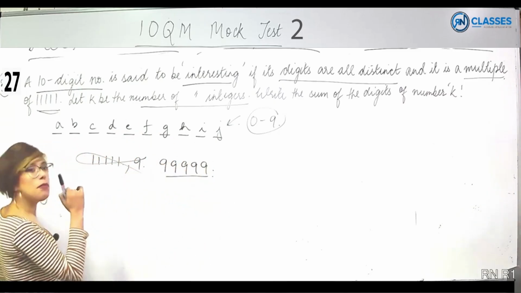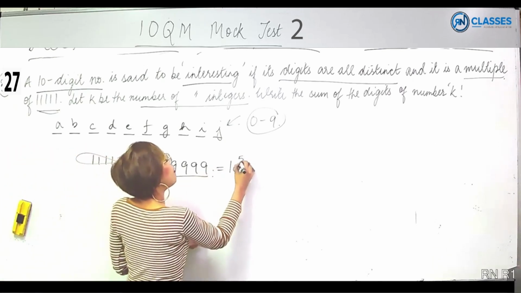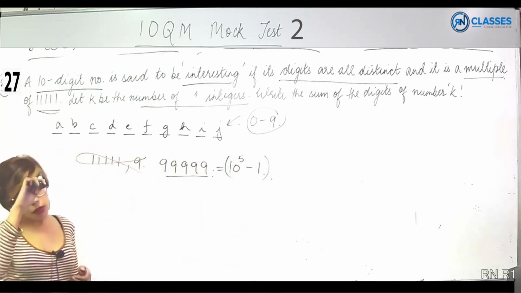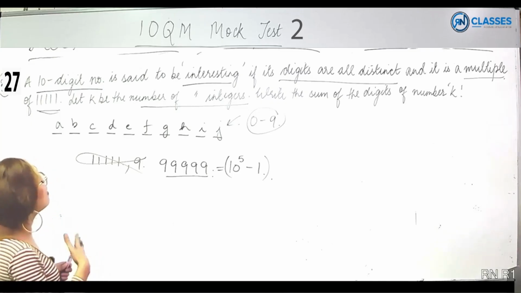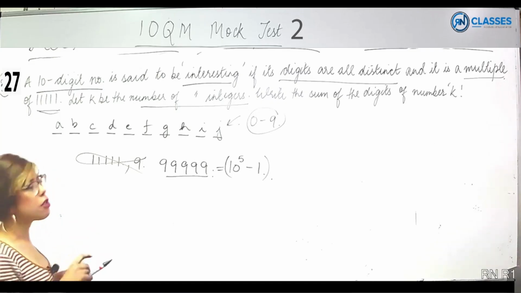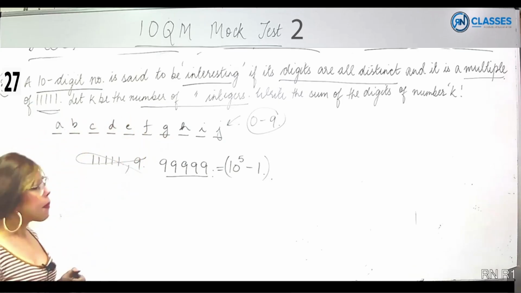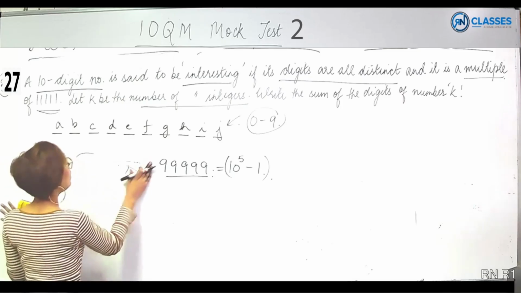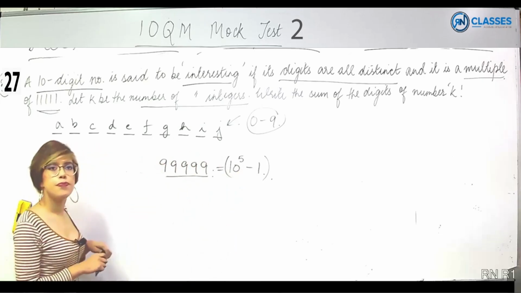Now this is a very nice number. Why is this a nice number? Because basically this is nothing but 10 raised to the power 5 minus 1. But the question is, what is the benefit of this? I need to find the number of interesting digits, so basically the corresponding values of A, B, C, and so on till J. Now I only know that this number is divisible by this.